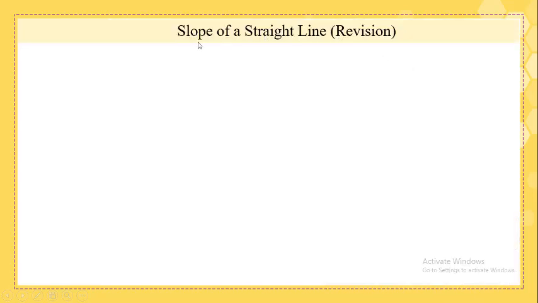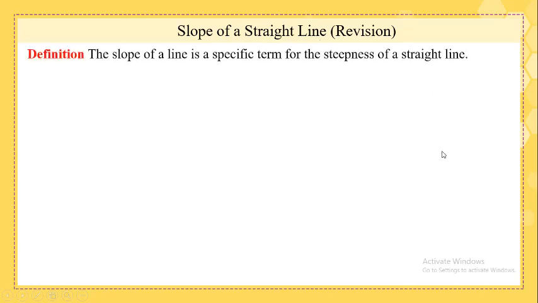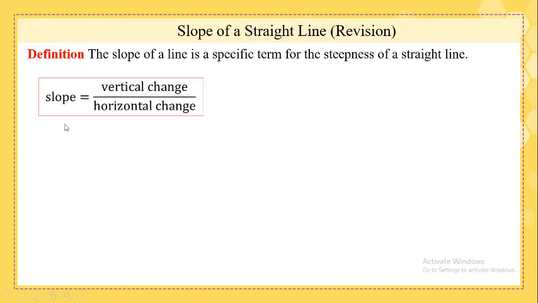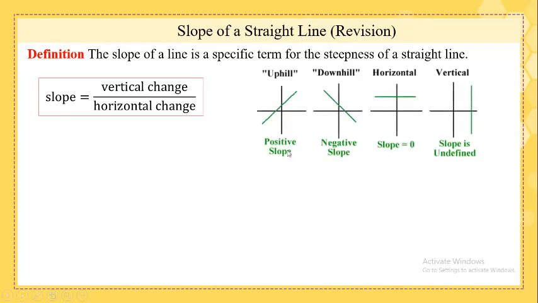Revision. Slope of a straight line. The slope of a line is a specific term for the steepness of a line. Slope equals vertical change over horizontal change. Positive slope, the straight line goes uphill. Slope equals 0, the straight line is horizontal, parallel to the x-axis.